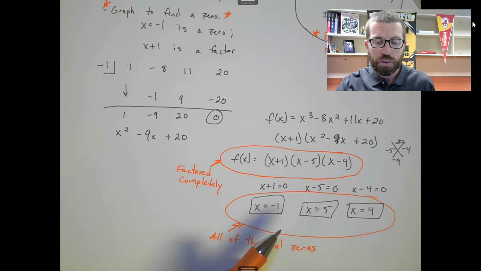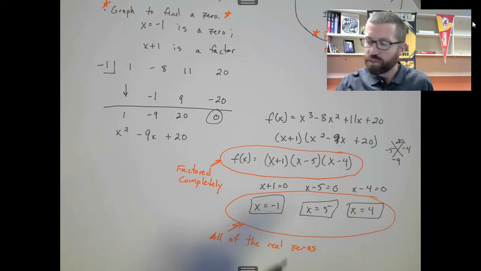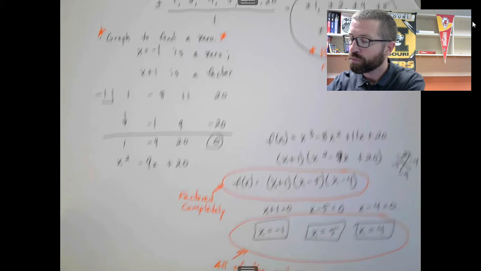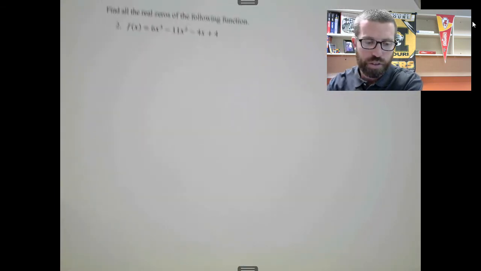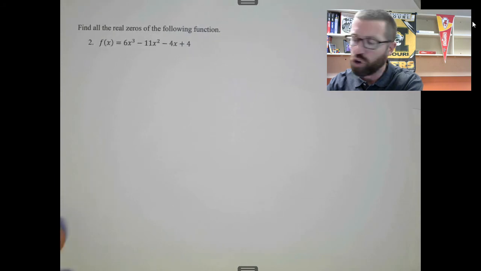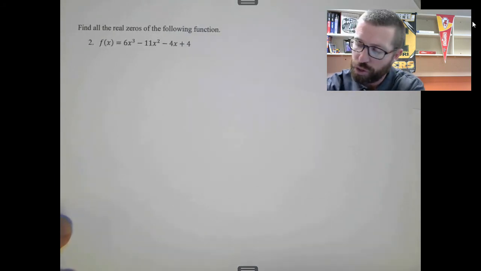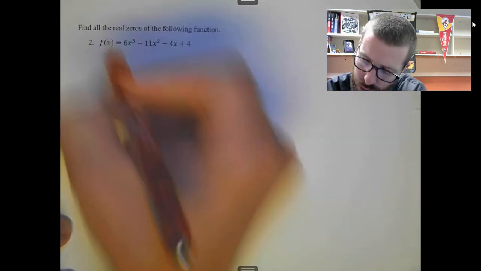Okay, let's look at another example. And I want you to try this one on your own. Pause the video and list out the possible zeros. Let's do it this way.